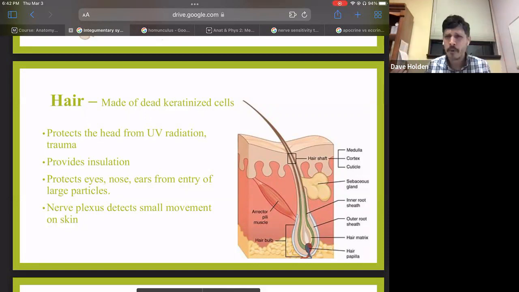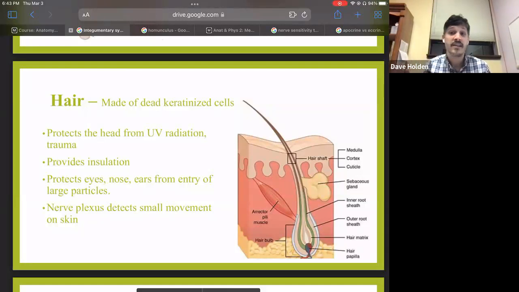So what's the point of hair? Why do we even have hair anyway? Well, we've got to protect from UV radiation, because the one place the sun is guaranteed to hit you is on the top of your head. So all this hair helps break up some of that sunlight so we don't absorb as much UV radiation. It also kind of helps protect from trauma, especially you ladies, the really big ornate hairdos, you know, it gives a little bit of a cushion.